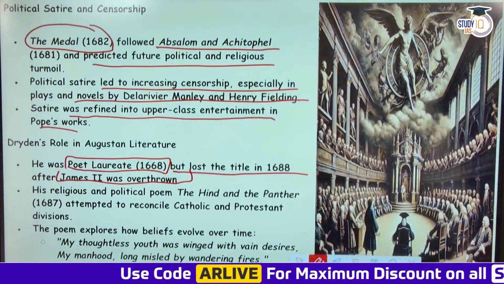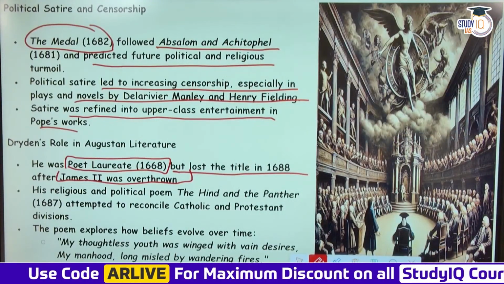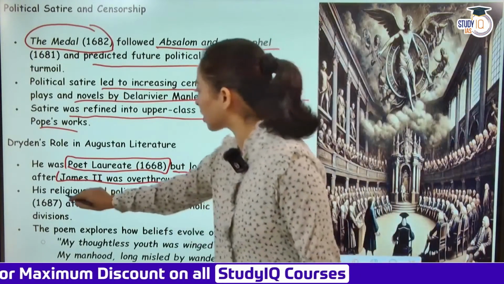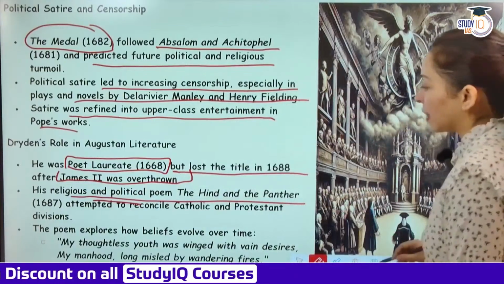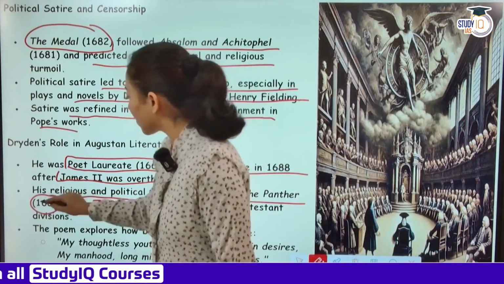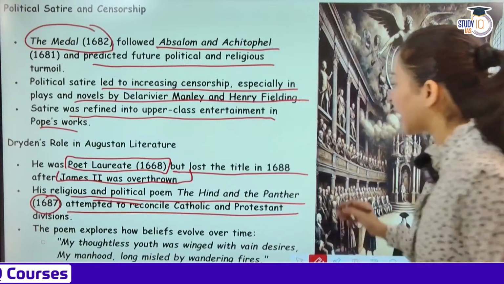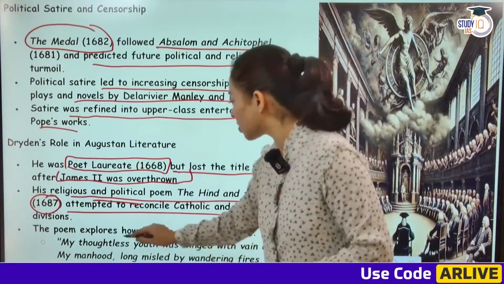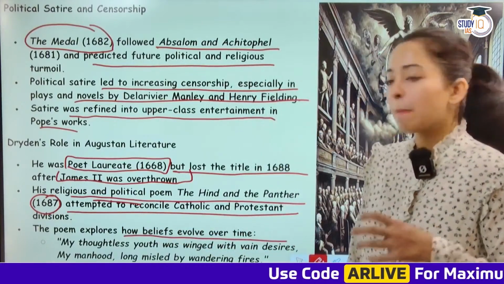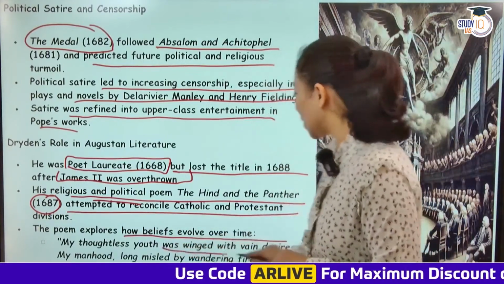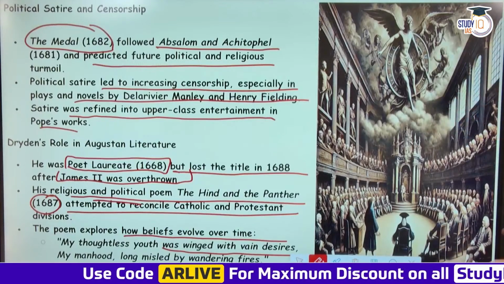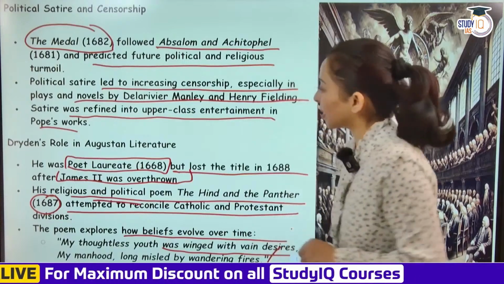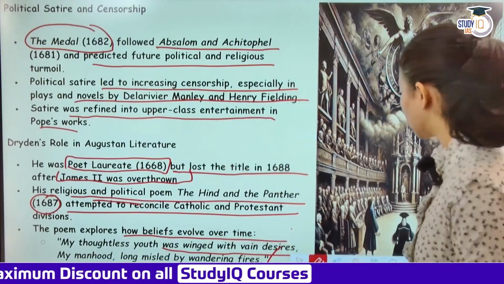Now his religious and political poem The Hind and the Panther. तो इनका एक बहुत ही strong poem आता है, the religious and political poem The Hind and the Panther, written in 1687. This attempted to reconcile Catholic and Protestant divisions, and the poem explores how beliefs evolve over time. "My thoughtless youth was winged with vain desires, my manhood long misled by wandering fires." Okay, so this became an important one, Dryden's role in Augustan literature.